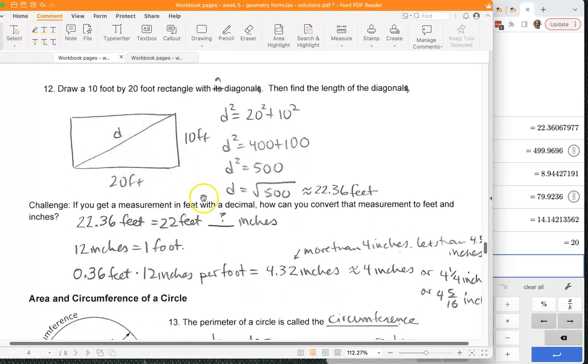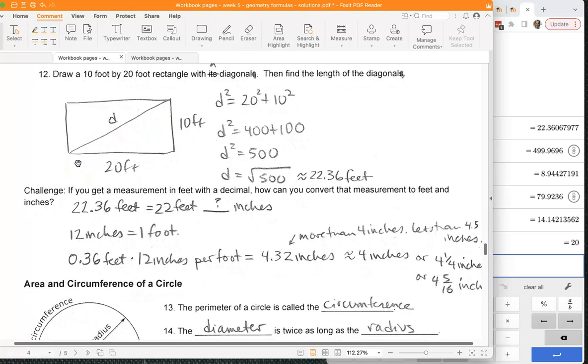So this comes out to be 20 squared plus 10 squared, 400 plus 100 is 500, take the square root. There's that 22.36 that we got earlier, so that's the diagonal. Now there is one thing that's a little tricky because I don't have 0.36 on my tape measure. I know it's bigger than 22, and I know it's not 22.5 feet, but what is 0.36 feet? I need it to be in inches. So this next question, I show you how to convert that to feet and inches.